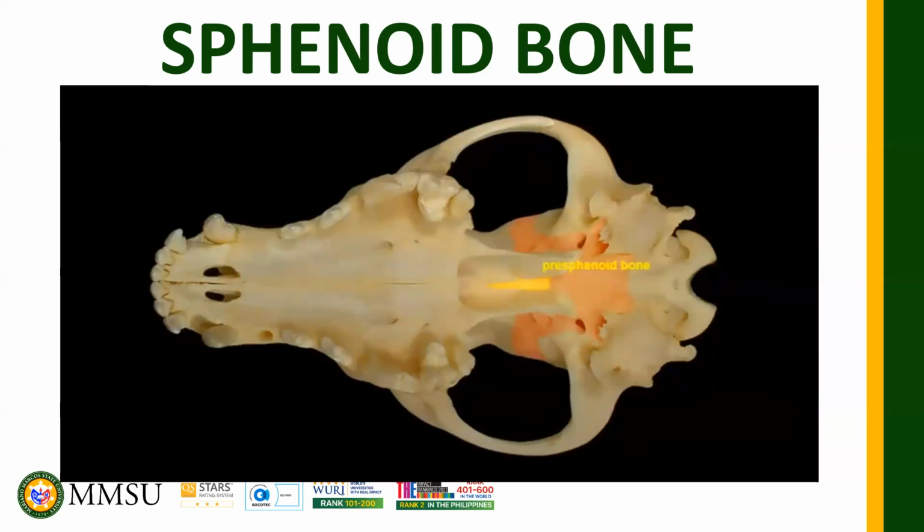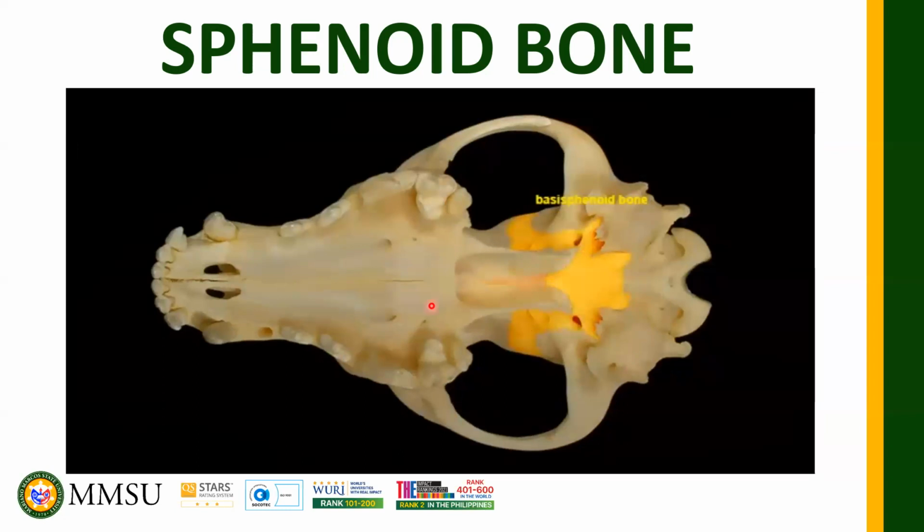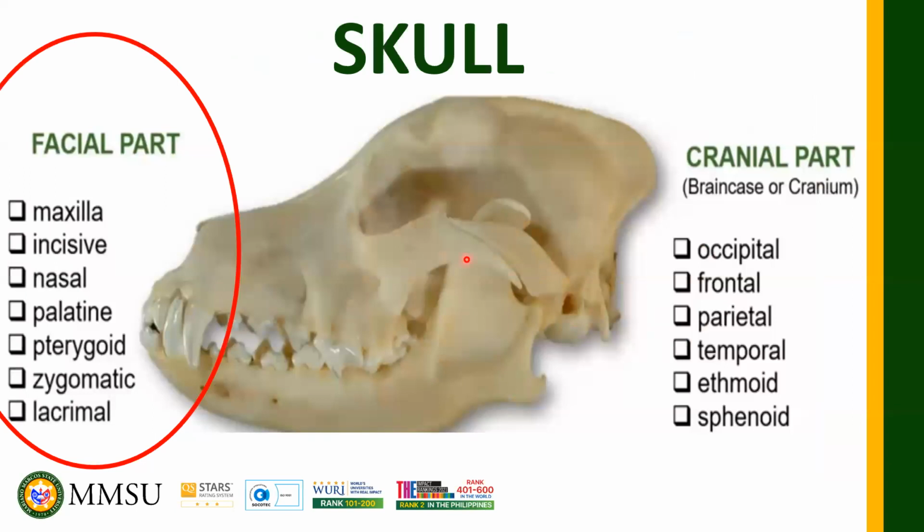So that is just one part of the sphenoid bone, and then the basisphenoid bone, or also called as the basi-occipital bone. Okay, so that is for the cranial part. So we will now proceed to the facial part of the skull.